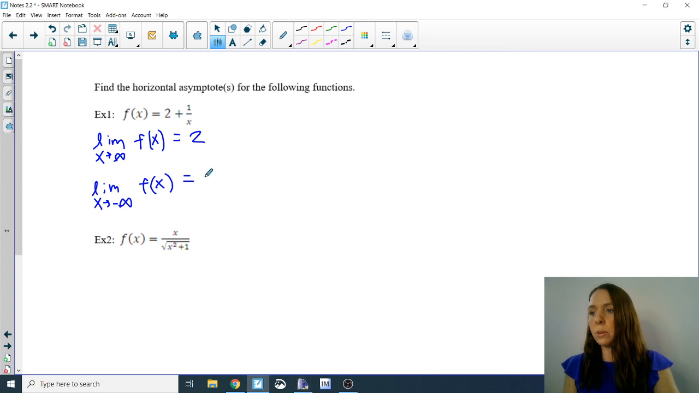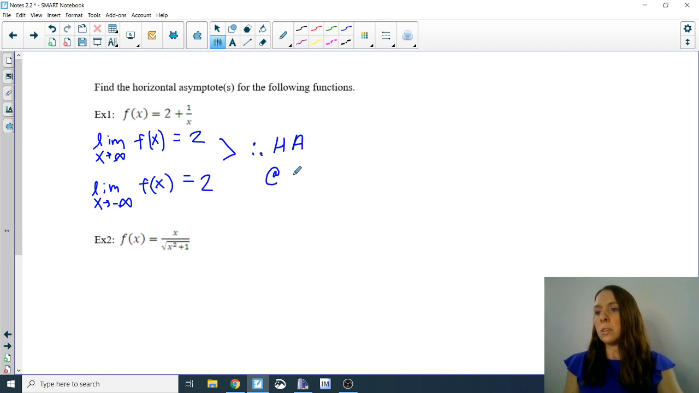Again, they won't always match. They don't have to match, but in this case they do, and that just means that we're going to conclude that there is a horizontal asymptote. I'll just abbreviate with HA, and that horizontal asymptote is at y equals 2. So the result of your limit here, or the results of your limits, if you have more than one answer, that's where your horizontal asymptotes are.